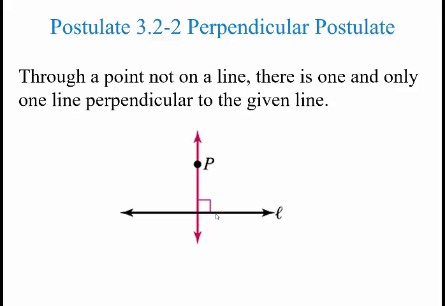We have the perpendicular postulate. Through a point not on a line, like point P here, there is one and only one line perpendicular to a given line. So if I have this line L, and I have this point P hanging out in space, there's only one line that goes through it that's perpendicular. Remember, perpendicular lines form 90-degree angles.